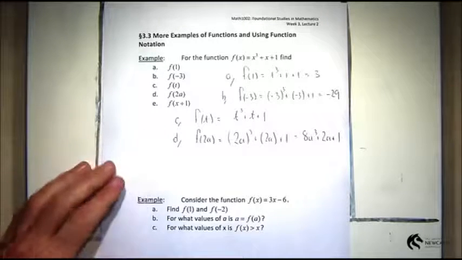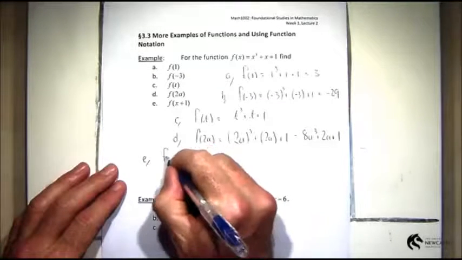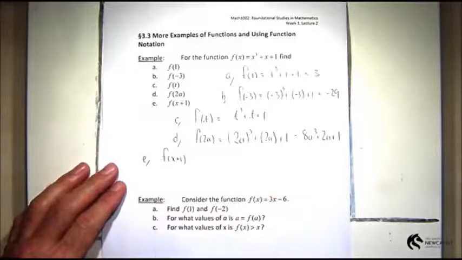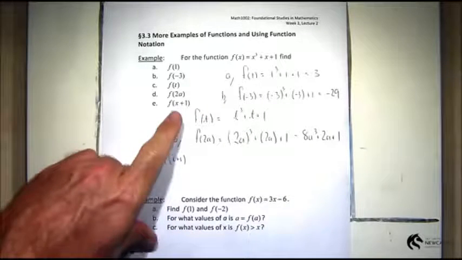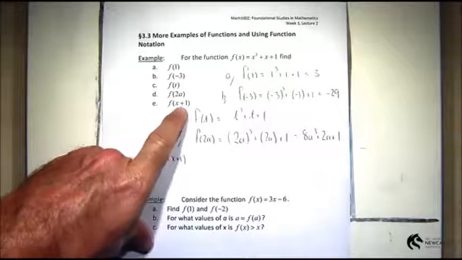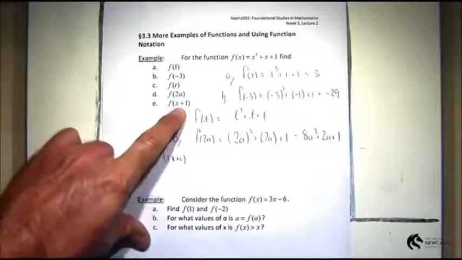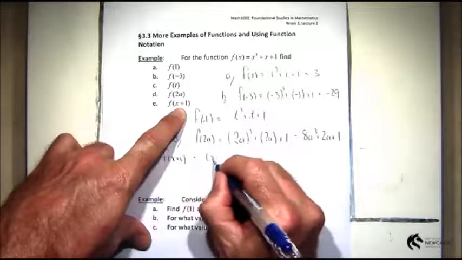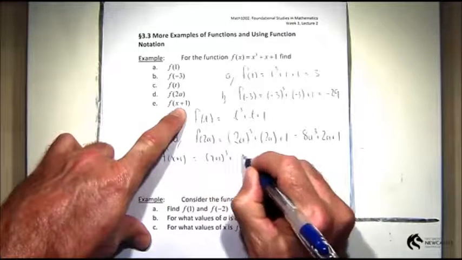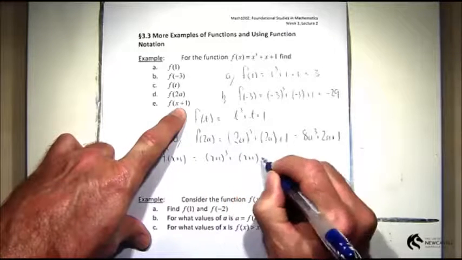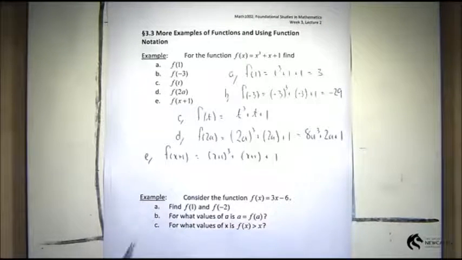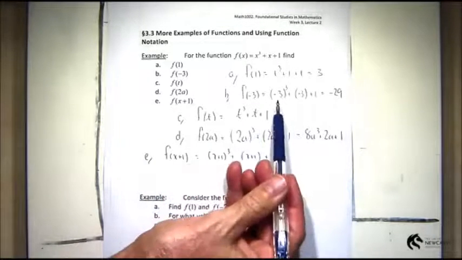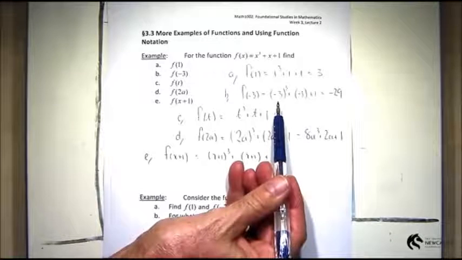Likewise, f(x+1). This looks slightly confusing because we've got x's there, but the notation says, wherever you see x, substitute x plus 1. So this becomes x plus 1 all cubed plus x plus 1 plus 1. That is exactly what I did up here, where I saw minus 3. I just substituted it in.